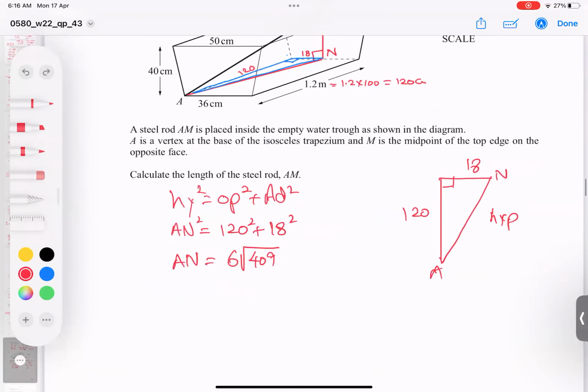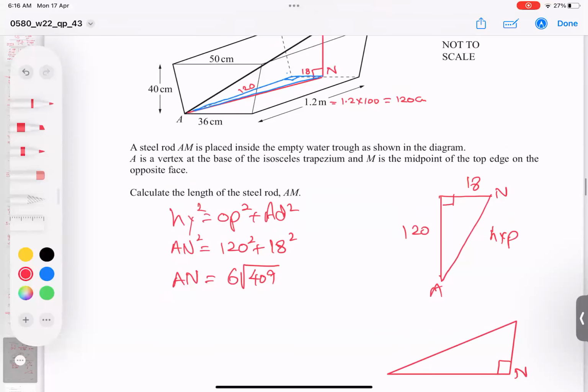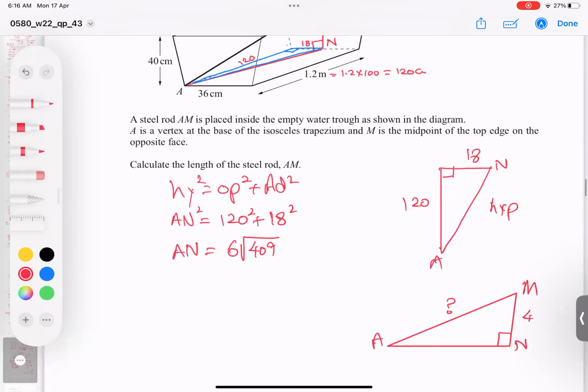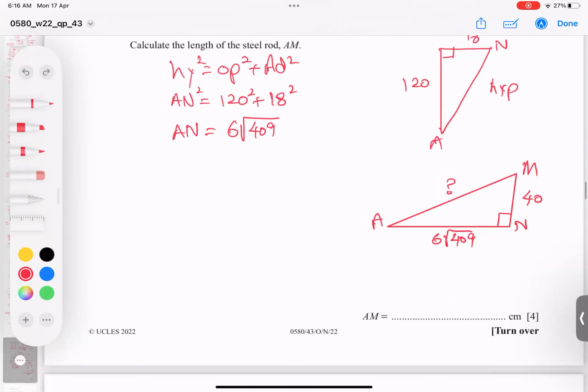So this triangle I'm going to make again. This N is 90 degree at N. Top is M. This is A. This is my target. And MN is 40. And this is 6 root of 409. I got it from here. And it's just a matter of applying again.